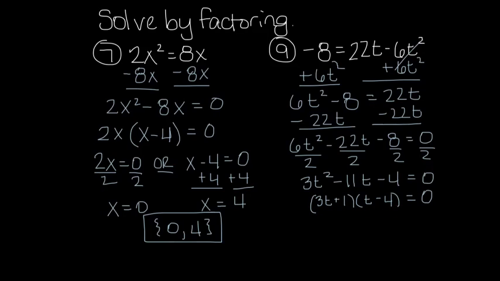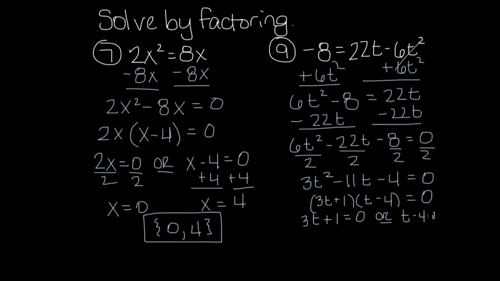Make sure when you multiply these two factors back together that you end up with the 3t squared minus 11t minus 4. In any case, though, I now have this particular problem written as a product of two factors that equal 0. That means one of them has to equal 0. It could be that 3t plus 1 equals 0, or it could be that t minus 4 equals 0.